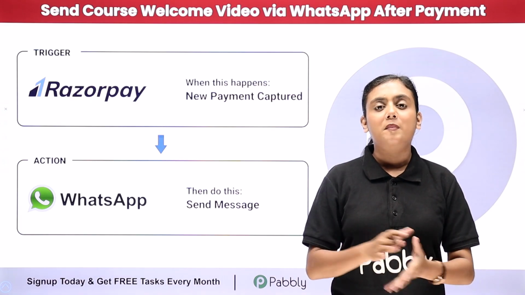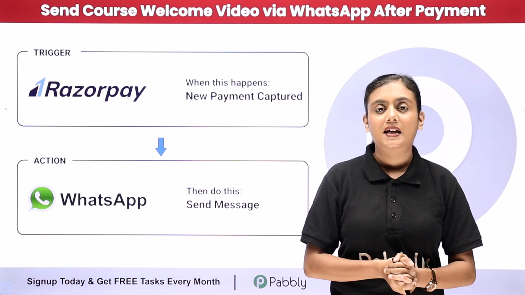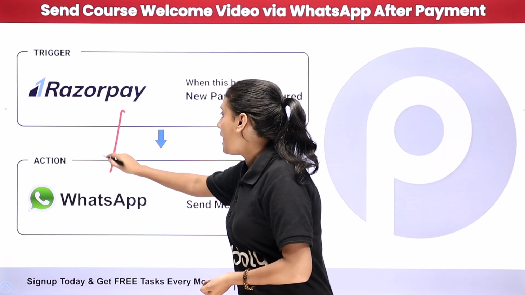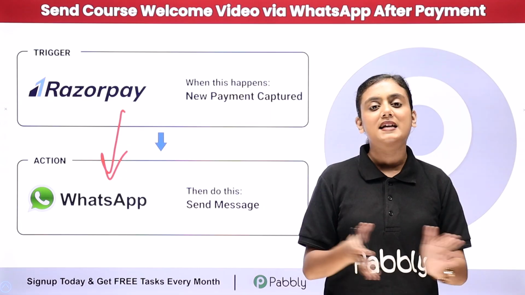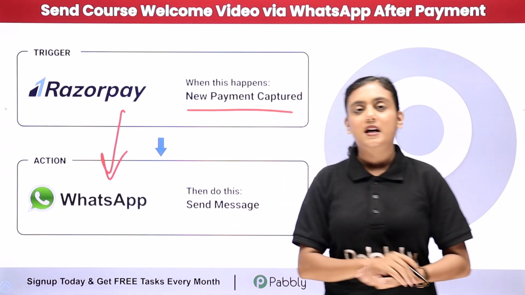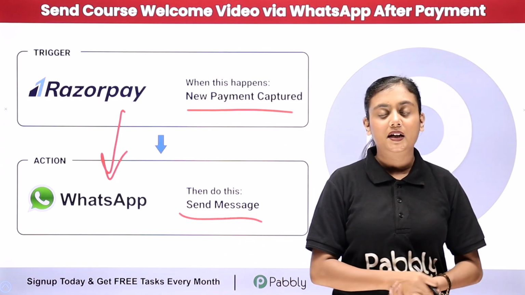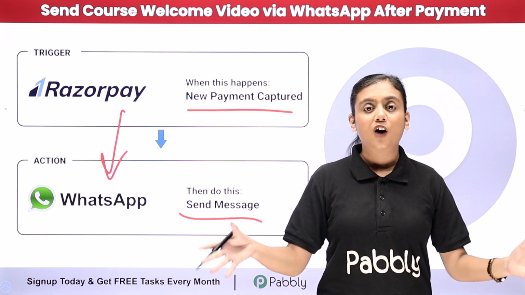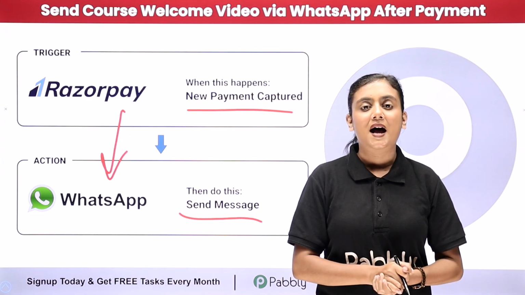Now, sending the video message manually after every new payment is a very time-consuming and hectic process. So to solve this problem, I've built a connection between Razorpay and WhatsApp without any coding or programming skills using Pabbly Connect. Now, whenever a customer makes a payment using Razorpay, a WhatsApp message with the video is automatically sent to them. If you want to learn the entire process and see how this amazing automation works in real time, I'm going to take you to my screen.